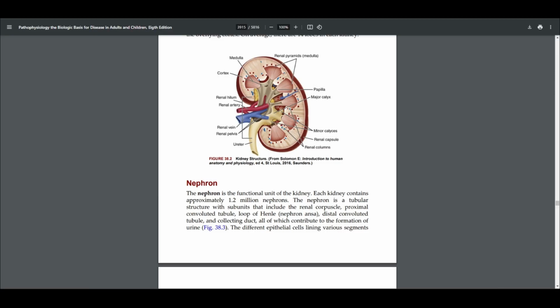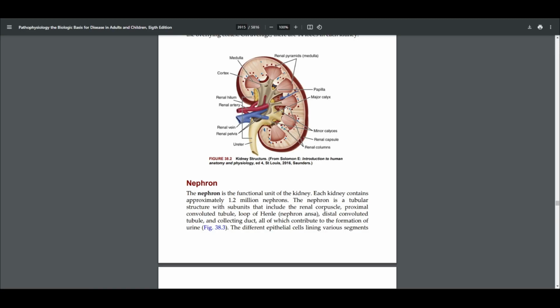So we're looking at the structure here of the kidney. It looks like we've got the medulla, the cortex, the renal pyramids, the papilla, the major calyx, then the minor calyces, the renal capsule and the renal columns. And then on the other side we've got the renal hilum, the renal artery and vein, the renal pelvis, and finally the ureter.